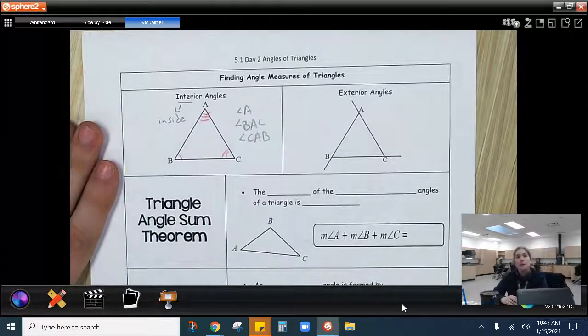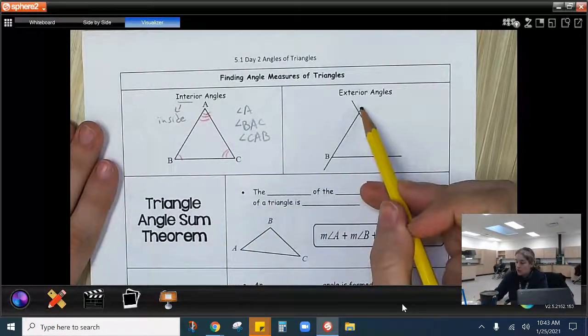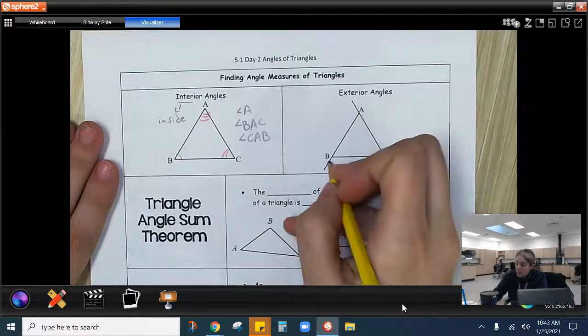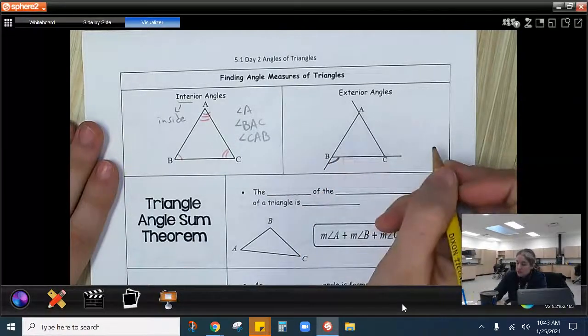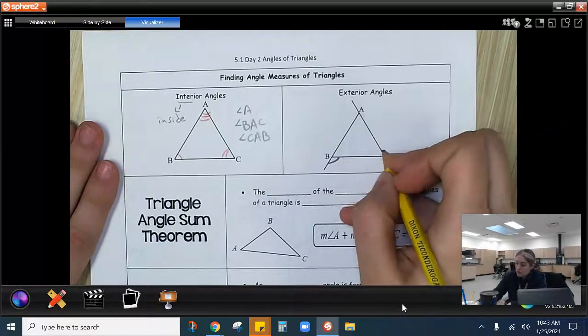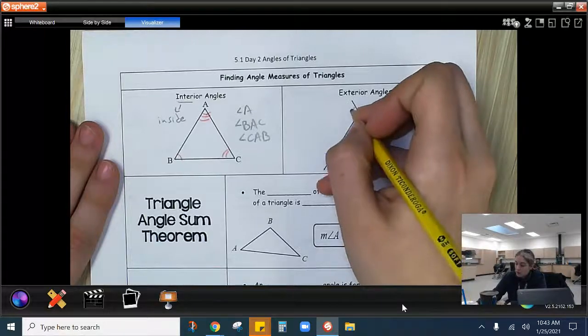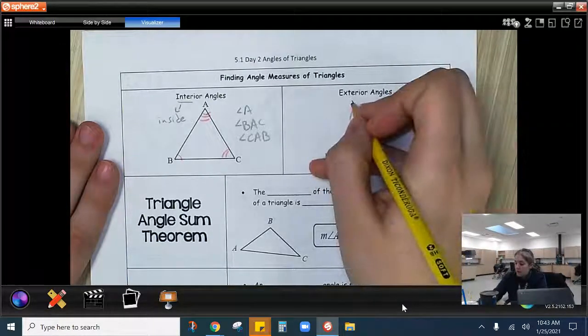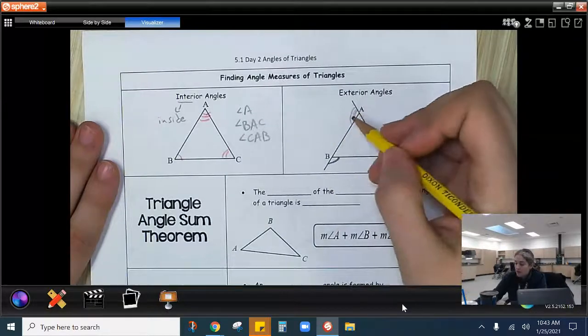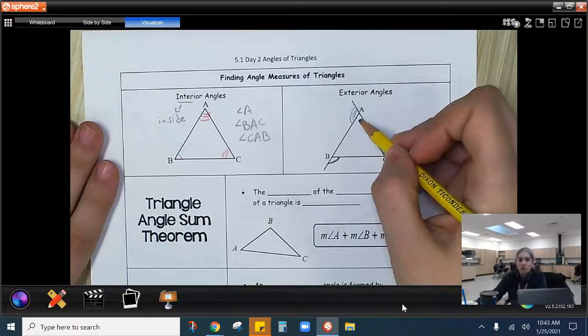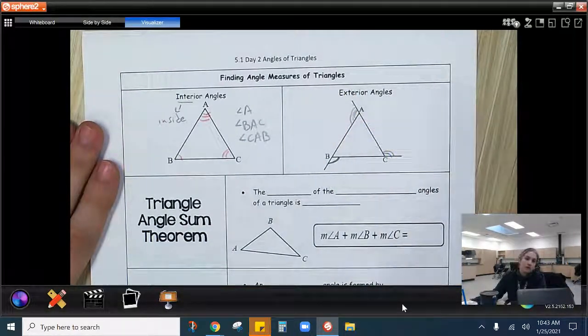Exterior angles. Now, if we were to take our sides here and just elongate them, our exterior angles would be these ones right here. All right, it would be these angles. Those are exterior angles. Now, why do we care about those angles? Well, because the exterior angle plus the interior angle, they form a straight line, so they make 180 degrees. So that can be useful for some of the stuff that we do.